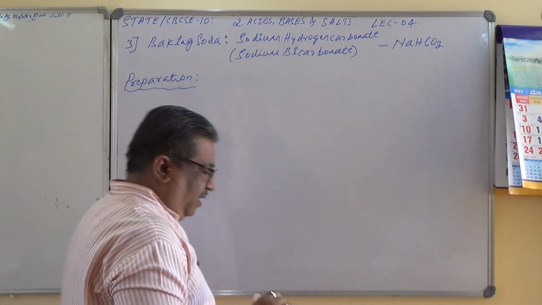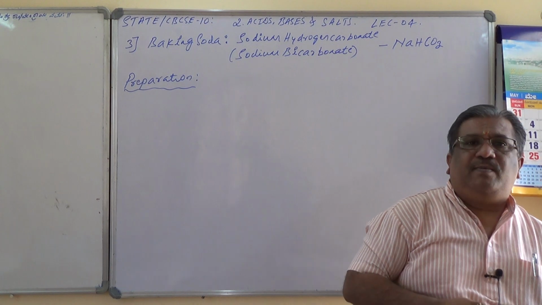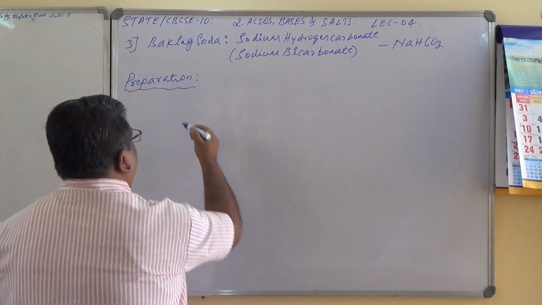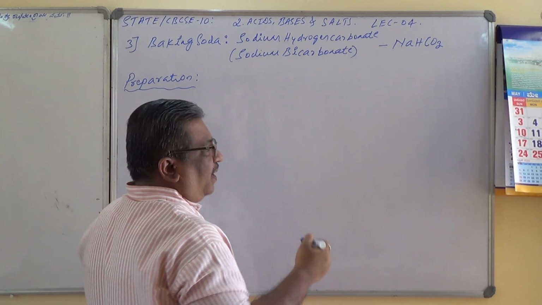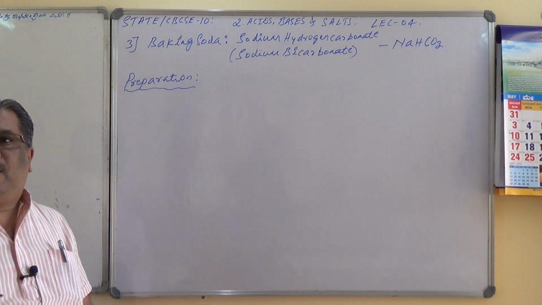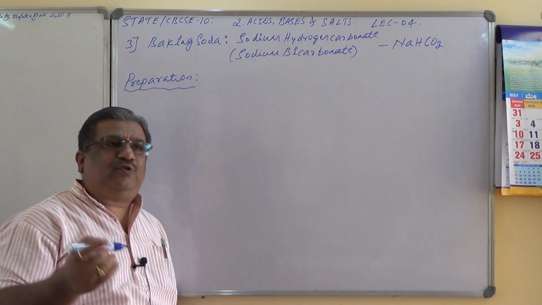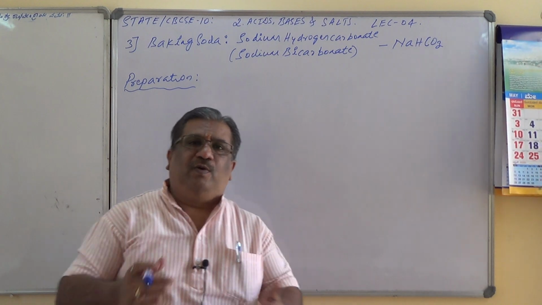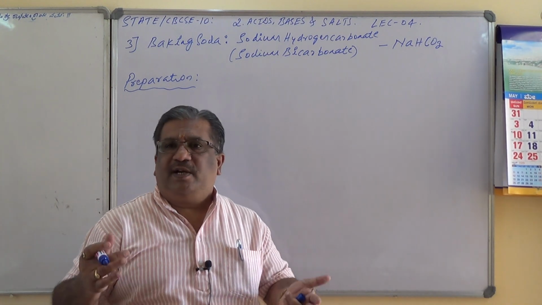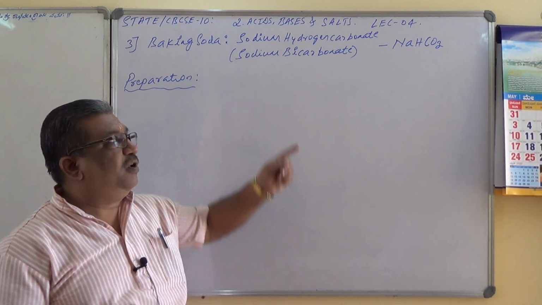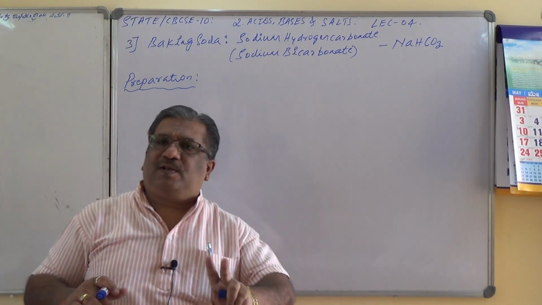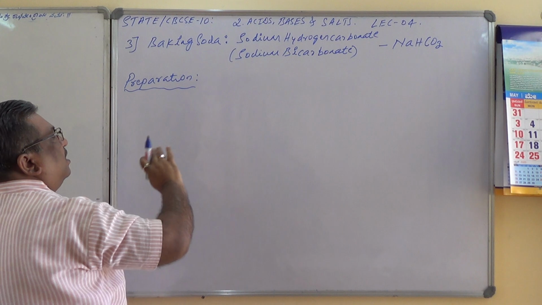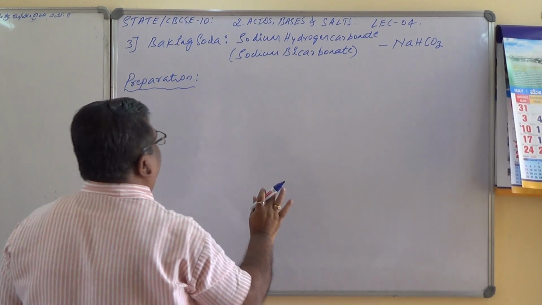How is it prepared? It is prepared when sodium chloride solution reacts with carbon dioxide and ammonia. When I say a solution of sodium chloride, I am taking it as NaCl plus H2O. When it reacts with ammonia and carbon dioxide, sodium hydrogen carbonate is produced, and one of the products formed is ammonium chloride also. So it is prepared by reaction between sodium chloride solution, carbon dioxide and ammonia.